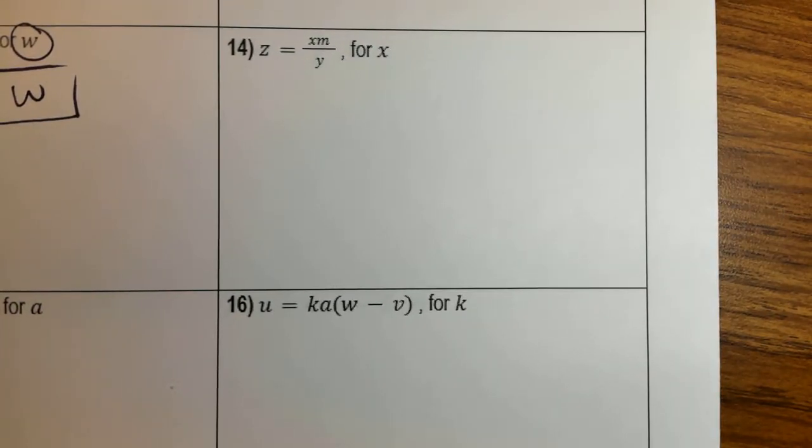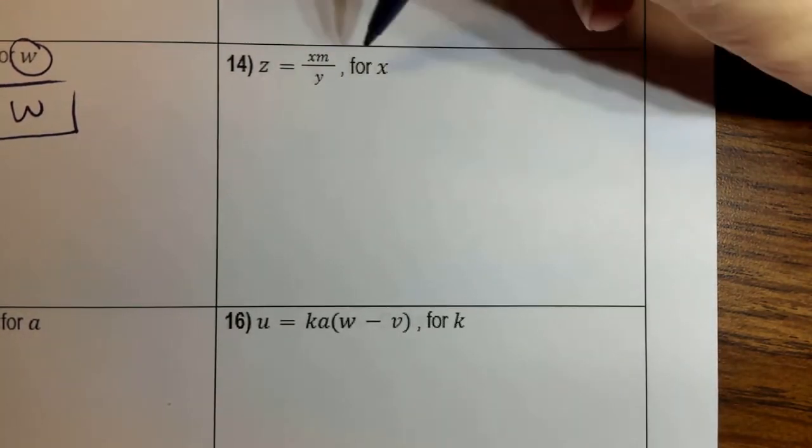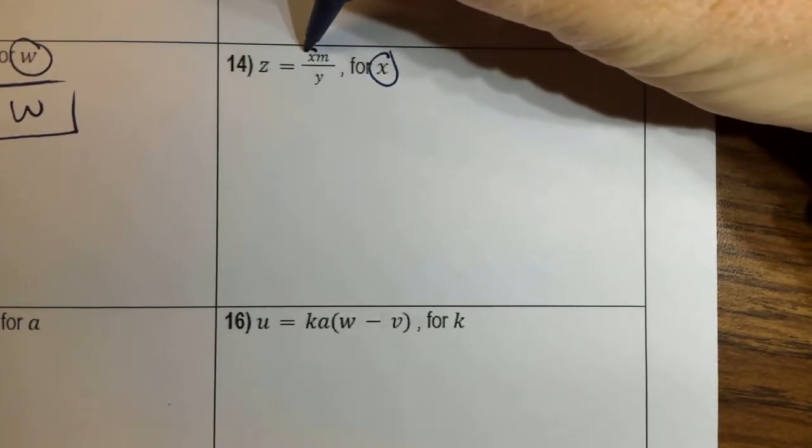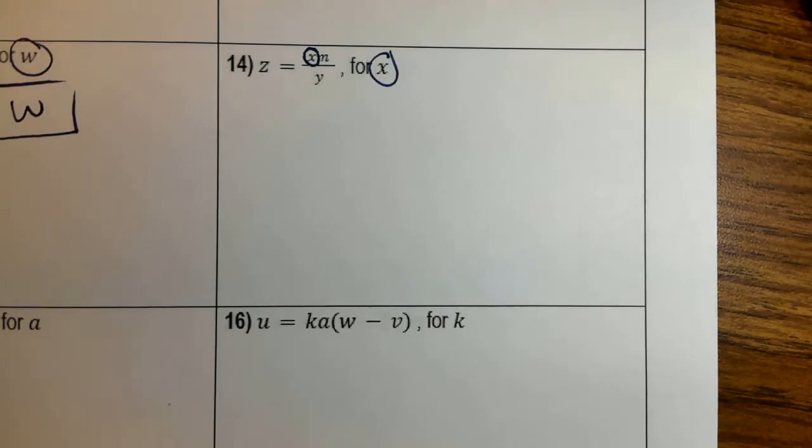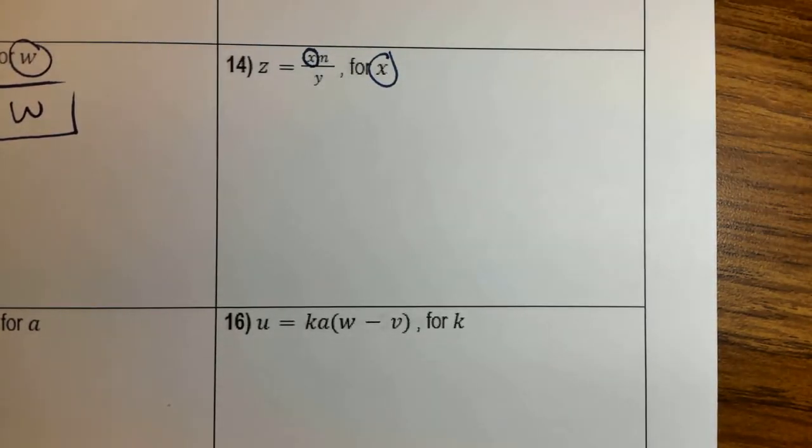Okay, 14. Ooh, this is a fun one. So I want X, and look, X is all the way up here at the top. So if X is in the top of my fraction, I'm going to leave it alone. I don't want to move it. It's right where it needs to be. Okay? But I still need to work backwards to get up to X.